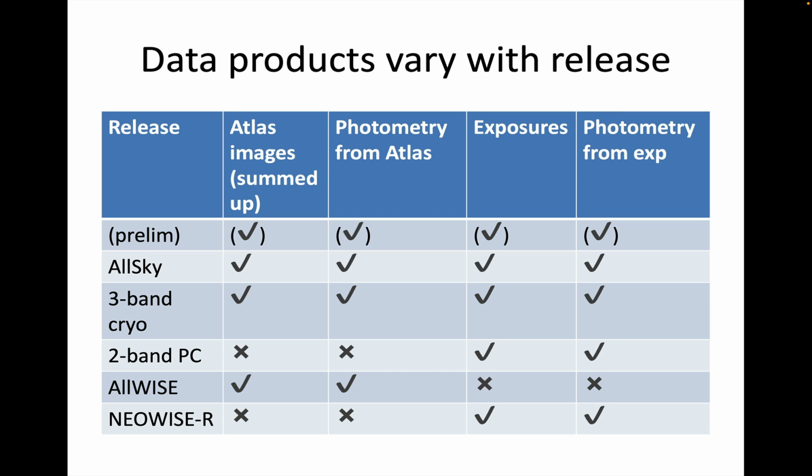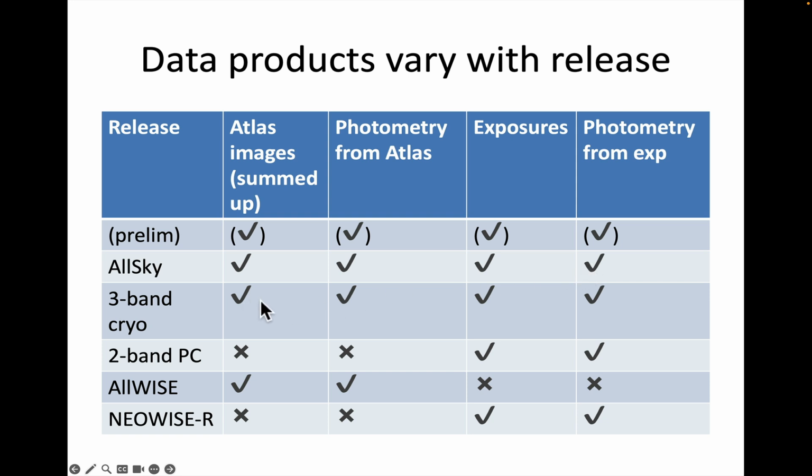The Atlas images are summed up individual exposures into mosaics, and photometry can be done on those Atlas images. The individual exposures and the photometry done from those exposures, however, is a separate data product. Since solar system objects move, you want this: the individual exposures and the photometry done from those exposures. The preliminary release is here, but that's obsolete. The All Sky data release included both Atlas images and photometry, as well as exposures and photometry.